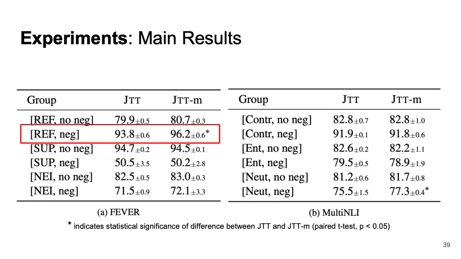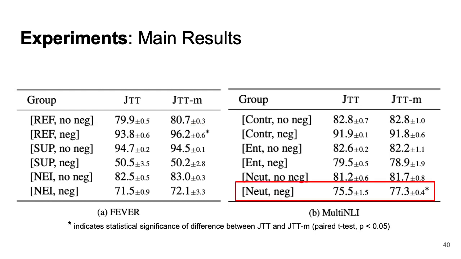Now let's take a closer look at the performance on each group. On the FEVER dataset, our method made a significant improvement on the refutes class with negation, which is actually not a worst group. Since there is not much decrease in performance on other groups, this means that the improvement on this group is what caused the significantly higher average accuracy between our method and JTT.